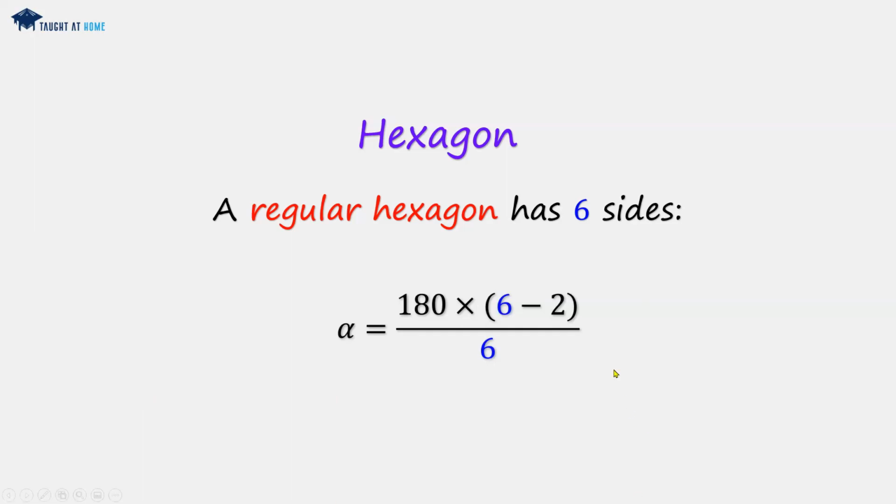Now we can evaluate the brackets first. 6 minus 2 is 4. 180 times 4 will be 720, and 720 divided by 6 is 120 degrees. So each interior angle is 120 degrees for a regular hexagon.